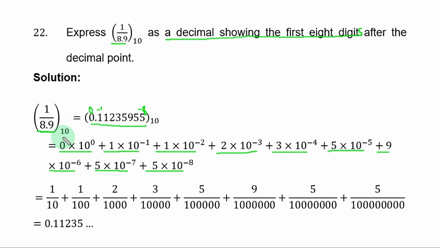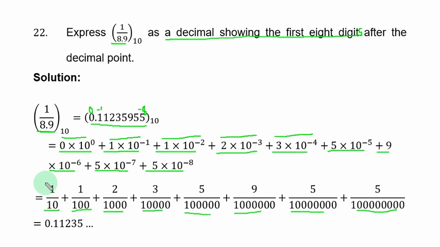So the first term is 0, so you express this as 1 over 10 in this form. This 1 times 1 over 10 square, that is 1 over 100. This is 2 times 1 over 10 cube, that is 2 over 1000. 3 times 1 over 10 power 4, that is 3 over 10,000. Then you express other as well, and you have this result.